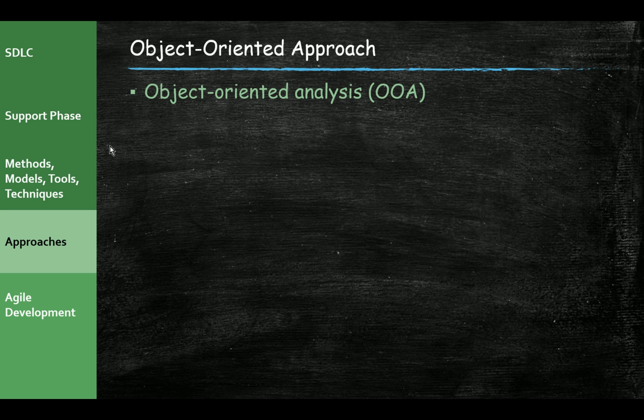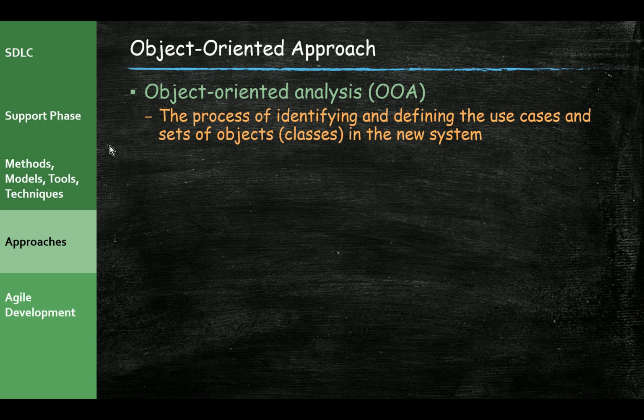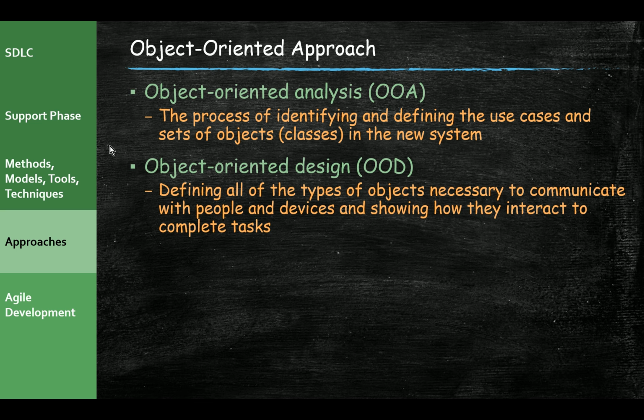The object-oriented analysis, or OOA, is the process of identifying and defining the use cases and objects or classes in the new system, which is what we talked about in this course, right? The first thing we did is we tried to figure out what are the use cases, who is going to use the system, and how are they going to use the system, and then we use that to try to derive our objects or classes in the new system, which we talked about. Then we used all that stuff from analysis for our design, which is defining all the types of objects necessary to communicate with the people and devices and showing how they interact to complete those tasks.